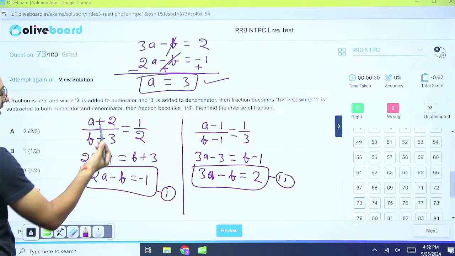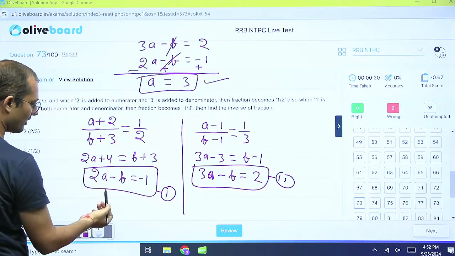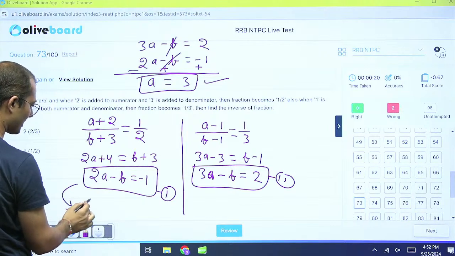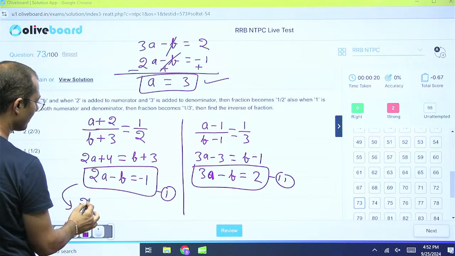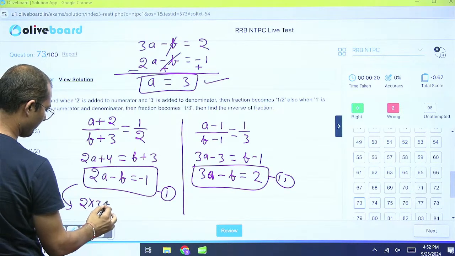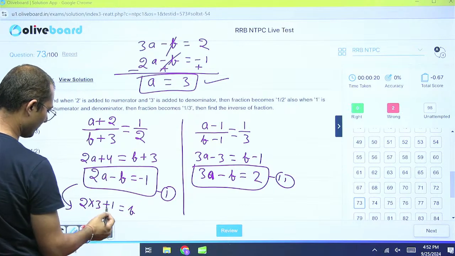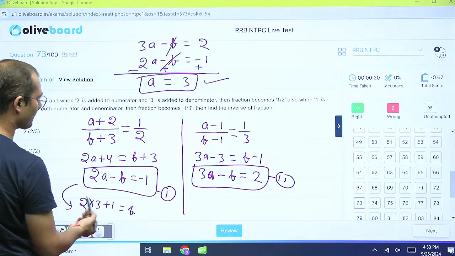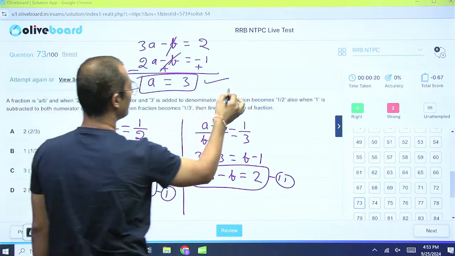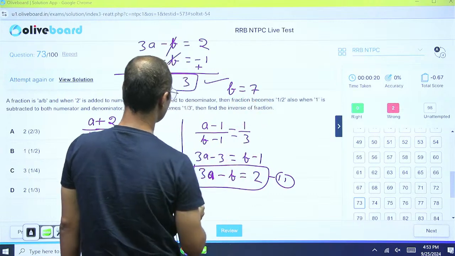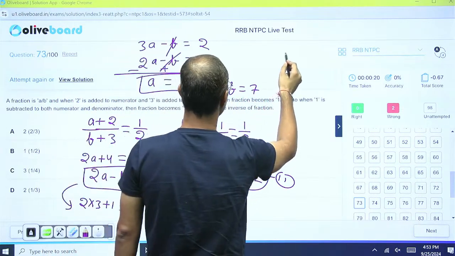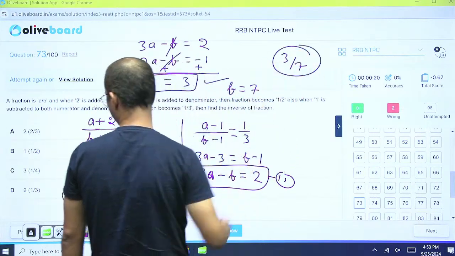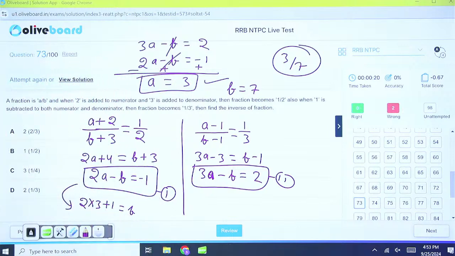So we can put the value of a in any equation. If we put it in the first equation, we will get the value of b. So 2a, a is equal to 3, plus 1 is equal to b. So the value of b would be equal to 6 plus 1, 7. So the value of b is equal to 7. So then the fraction is 3 by 7, the right answer, right?